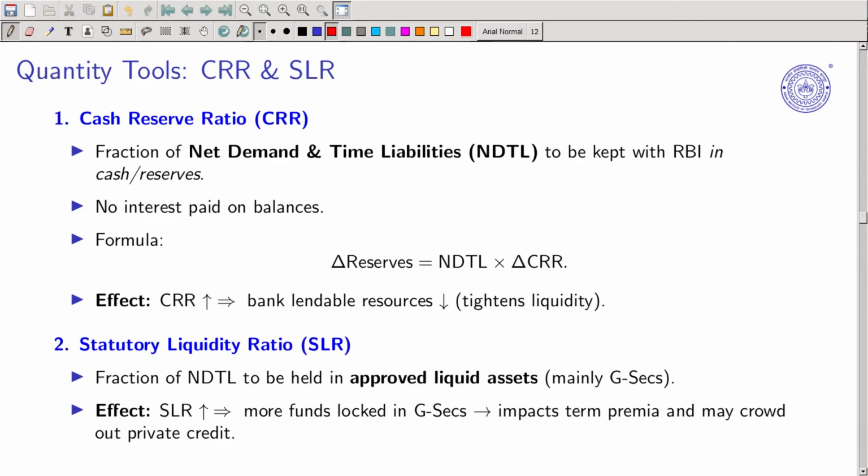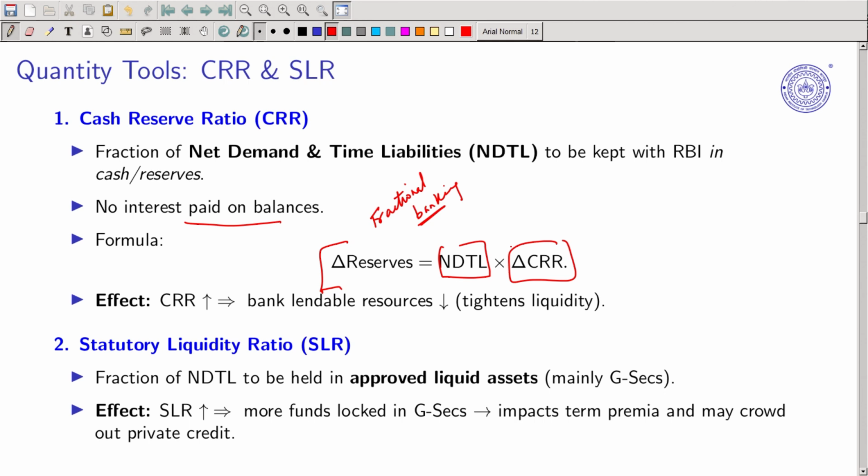So, when we talk about fraction, this is what I told in the beginning, that whatever banking we are doing, we call it fractional banking. So, a fraction of net demand and time liabilities is being paid. No interest is paid on that balance. And the formula for this is delta reserve equals NDTL multiplied by the CRR percentage.